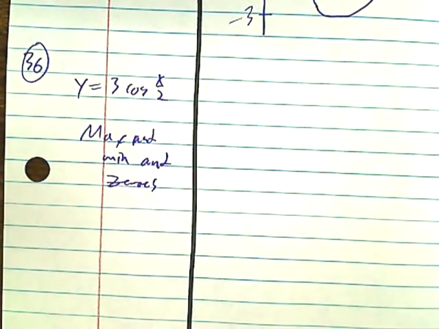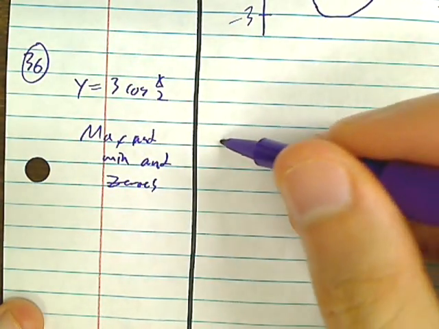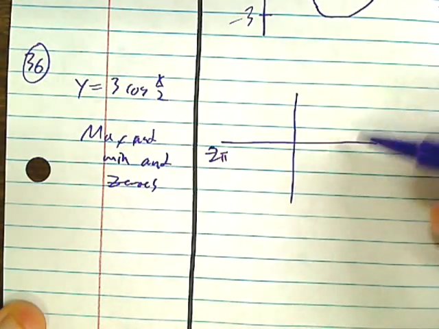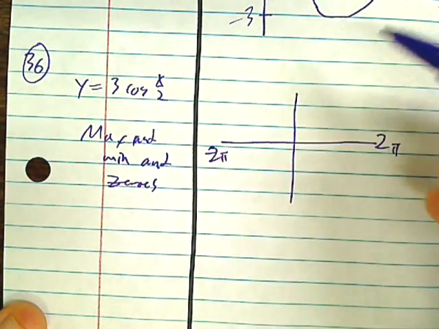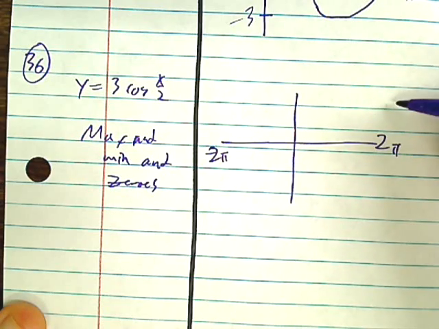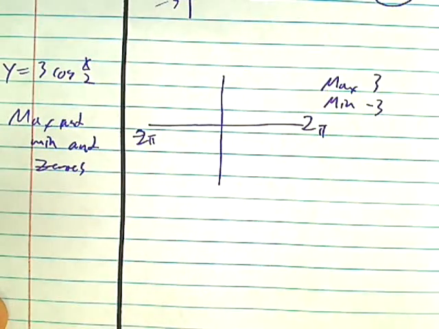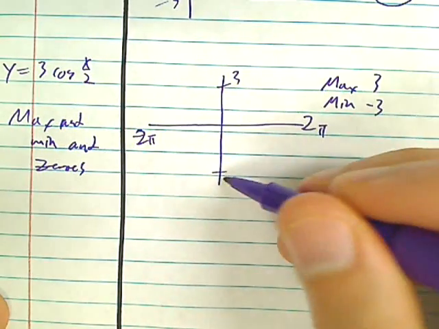Okay, we're back. Let's see how we did. We're going from -2 pi to 2 pi. The maximum and minimum values are 3 and -3. The max is 3. The min is -3.